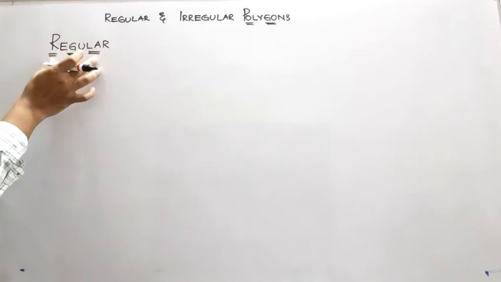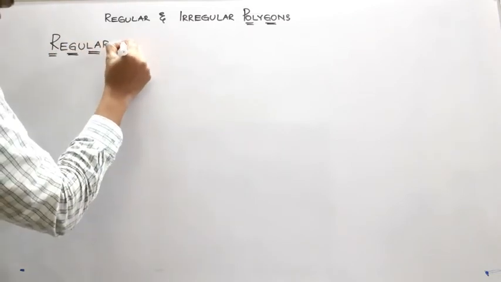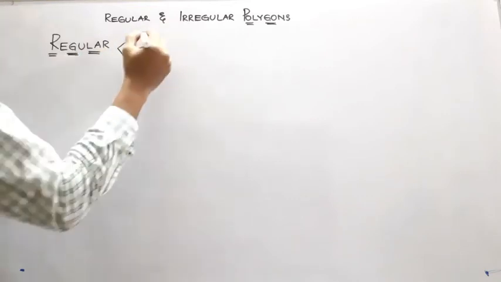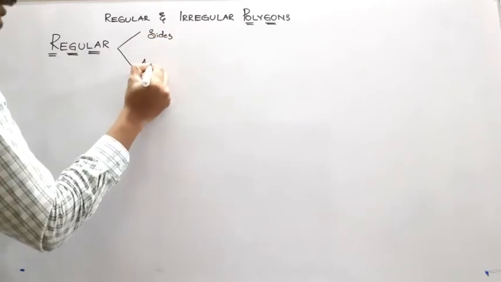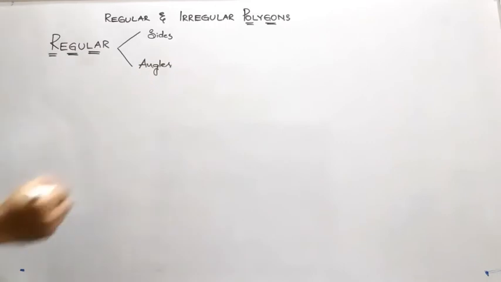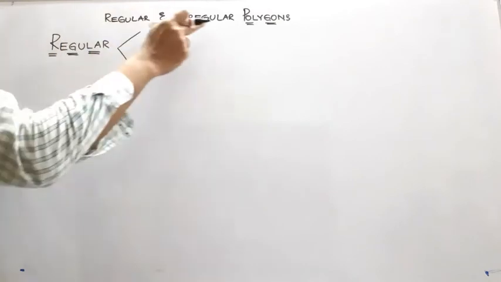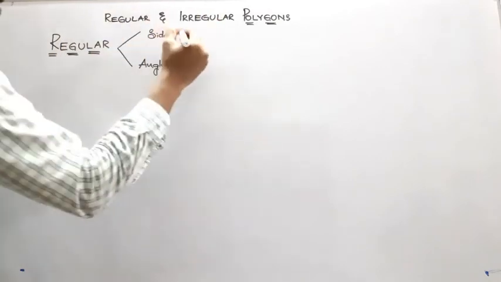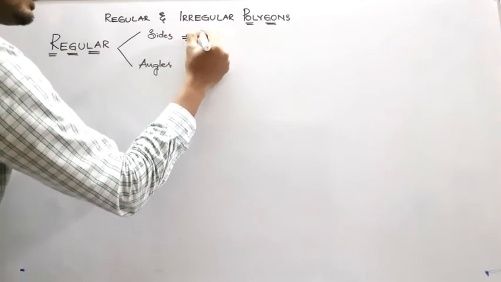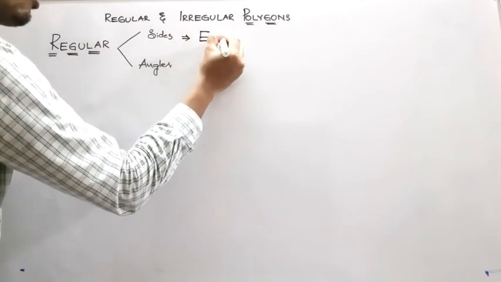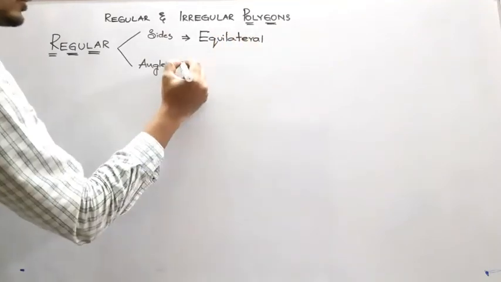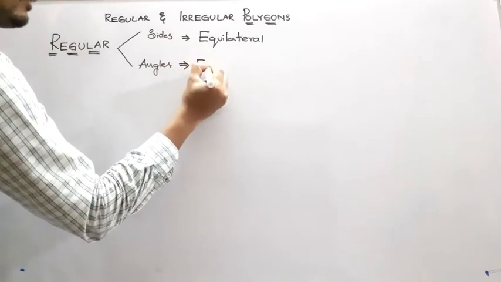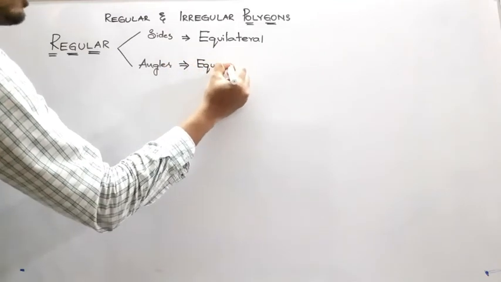In a regular polygon we have to check two characteristics, namely sides and angles. By considering the angles and sides of the given polygon, we can judge whether it is a regular polygon or irregular polygon. Based on the sides, we have to check whether the given polygon is equilateral or not. And based on the angles, we have to consider whether it is equiangular or not.